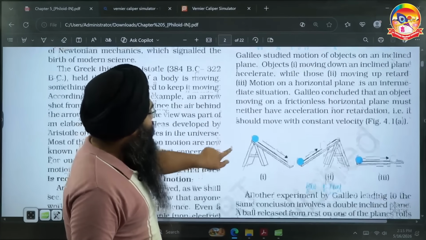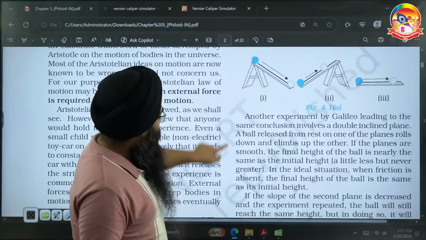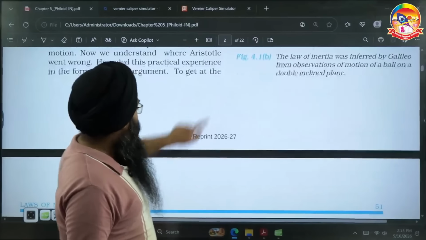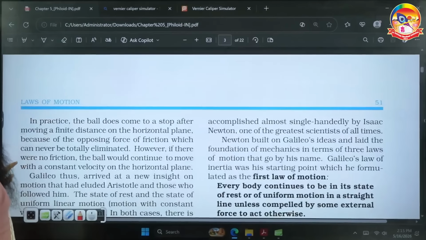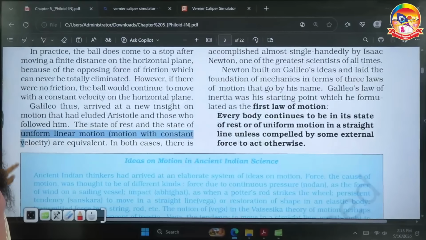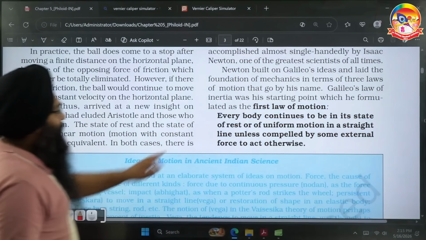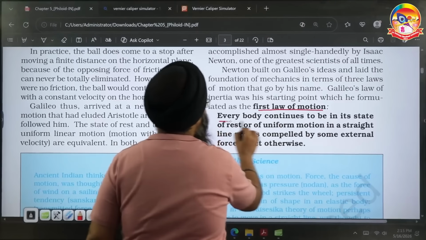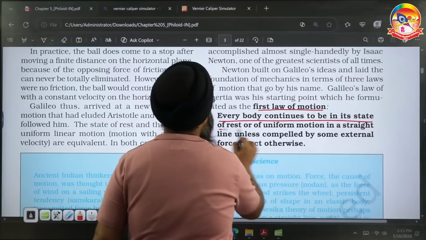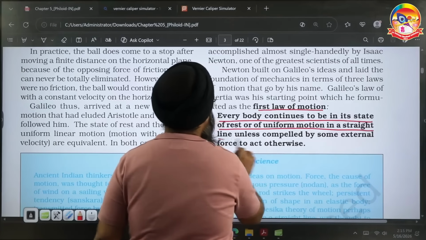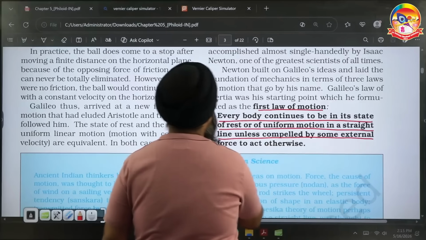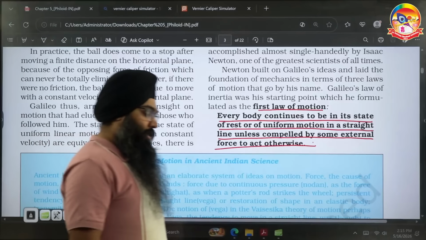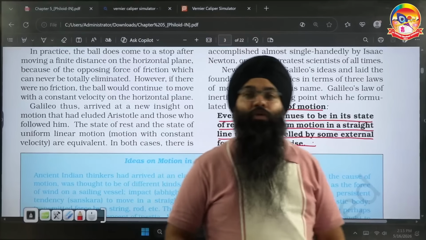Please understand carefully. The law of inertia is saying that a body which is at rest will remain at rest, and a body which is in motion will continue its motion until and unless you apply an external force on the body. So this is basically the law. Let me read it. The first law of motion: every body continues to be in its state of rest or of uniform motion in a straight line unless compelled by some external force to act otherwise. Very important law, and this gave you the definition of force.